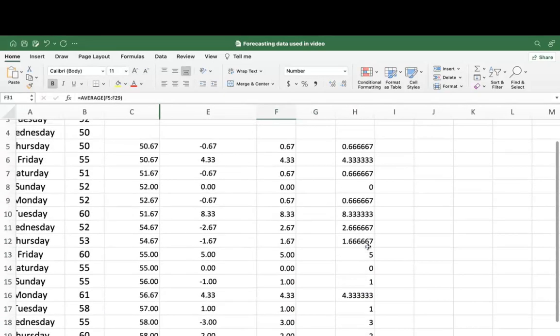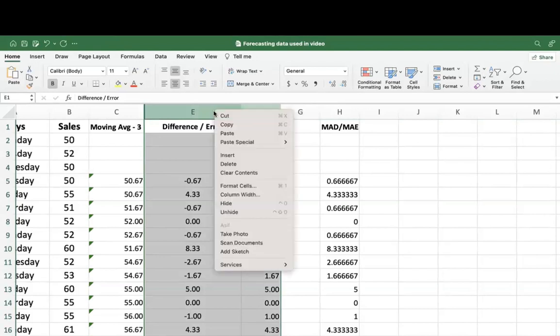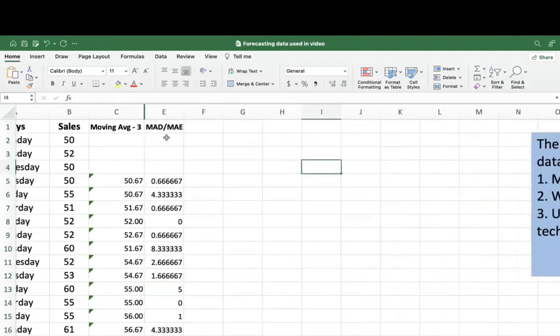So which means that we have this option to do it in separate columns, but that's rather clunky. Therefore, I will try to combine all these in one column. So I'm going to delete this one. So this is called MAD or MAE.